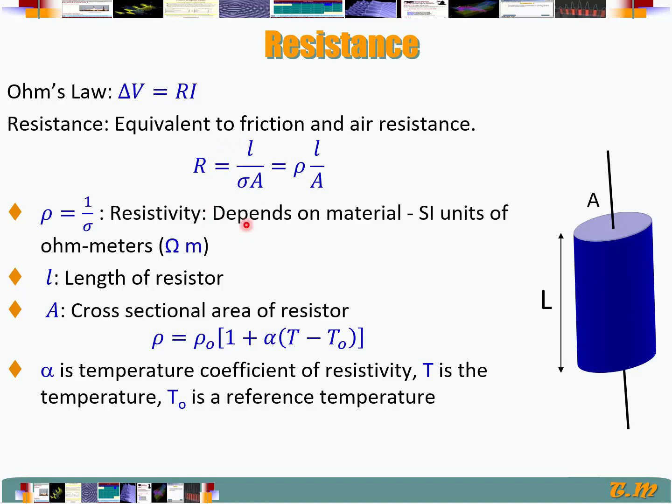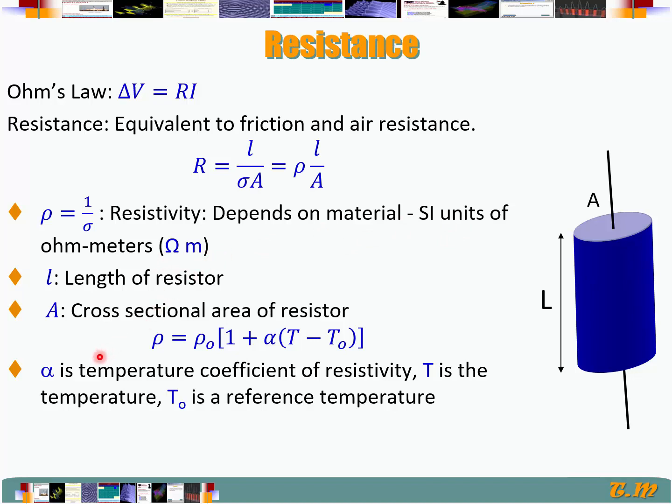Now, physically, we found it to be equal. So if this is my piece of conductor with length L and cross-sectional area A, the resistance is given by L over sigma, the conductivity, A. 1 over sigma, we also refer to it as resistivity of the material, rho. Rho, the resistivity, depends on the material, and its units are ohms meters.